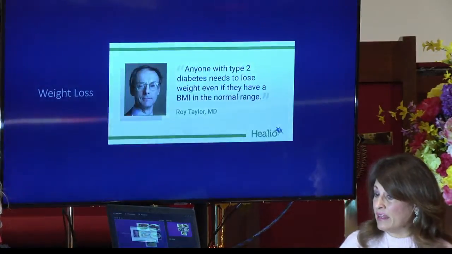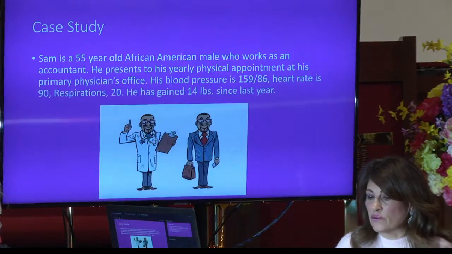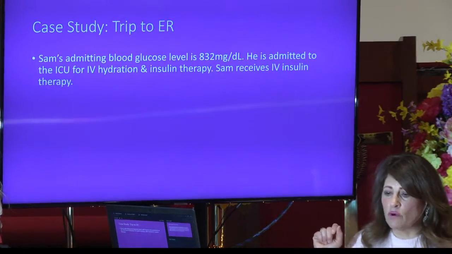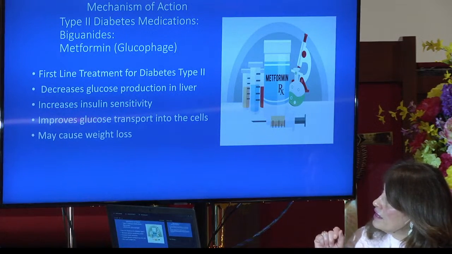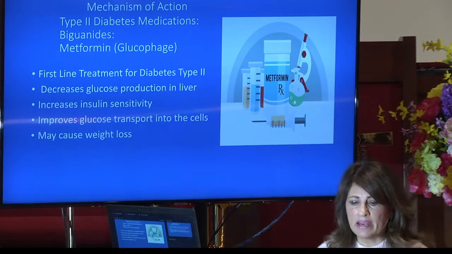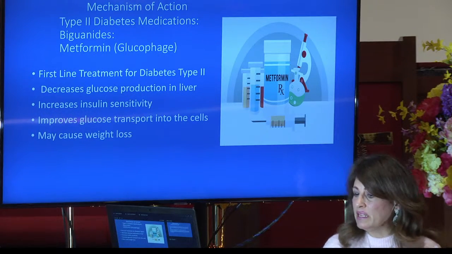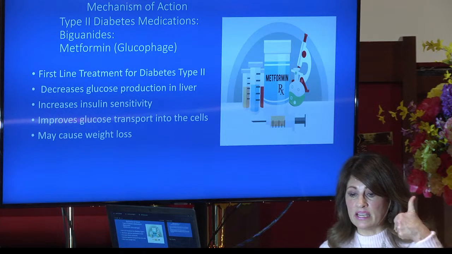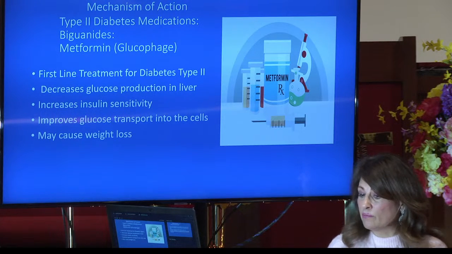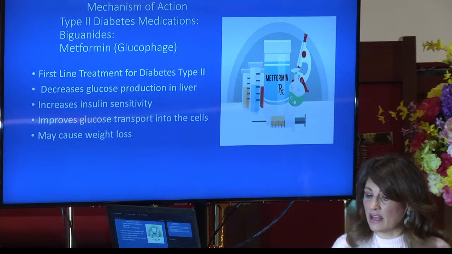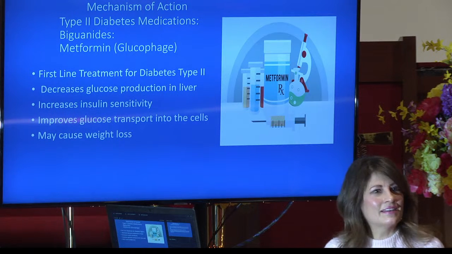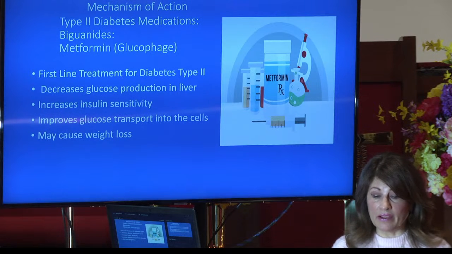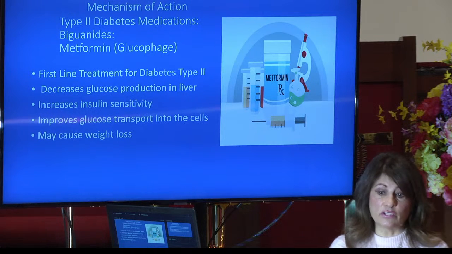Mechanism of action. The first line, which Sam, the doctor, prescribed, was metformin. This is a first-line medication, treatment for diabetes type 2. It decreases glucose production in the liver. It increases insulin sensitivity. It improves glucose transport into the cells, and it may cause weight loss, which is nice. So if you are a diabetic and you go on this, you may be able to lose some of that weight, right?